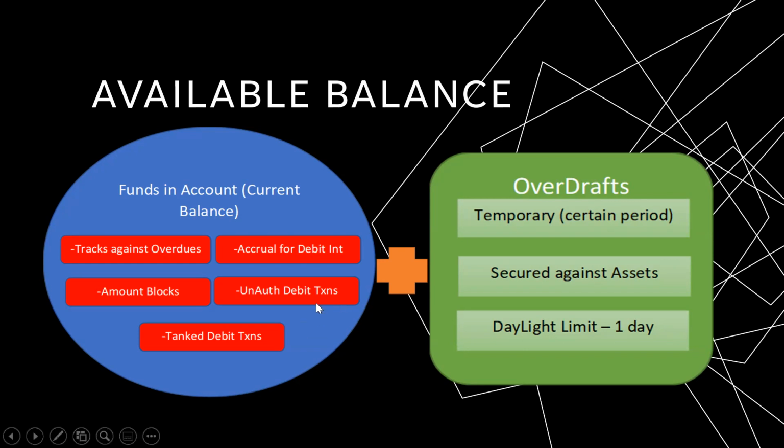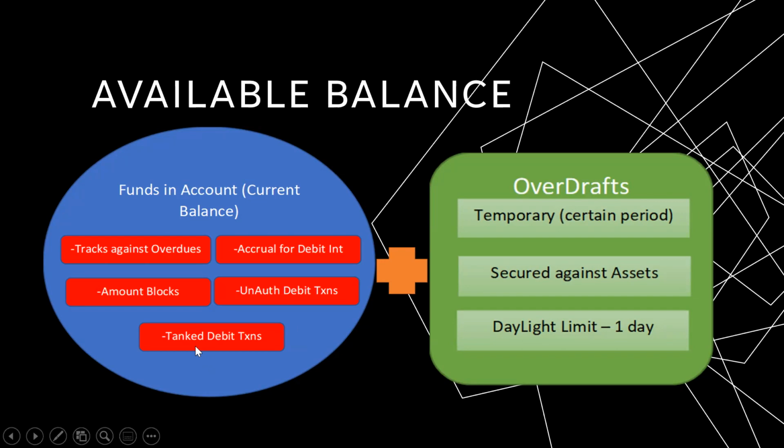So such kind of transactions we call an unauthorized debit transaction. Suppose in the morning a transaction is initiated for 1 lakh rupees and authorized after 3 hours. In those 3 hours, that 1 lakh rupees will not show in the available balance, and it will not show in the statement either, because of the unauthorized transaction.